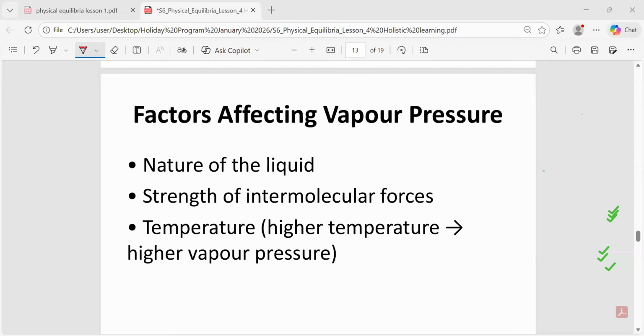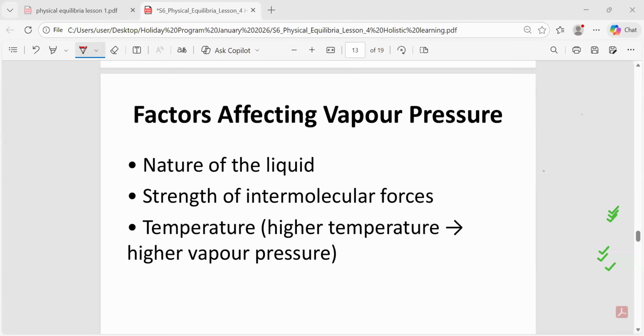Then the other one is temperature. I mentioned earlier that vapor pressure is affected by temperature. If there is a high temperature, there will be a high vapor pressure. Likewise, if there is a low temperature, there will be a low vapor pressure. Okay, thank you very much.